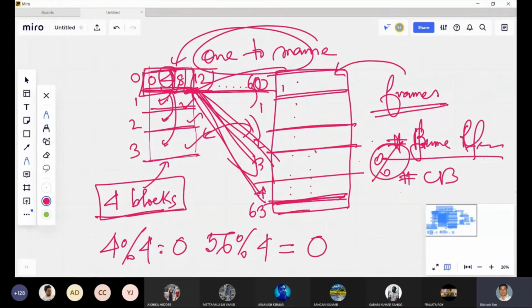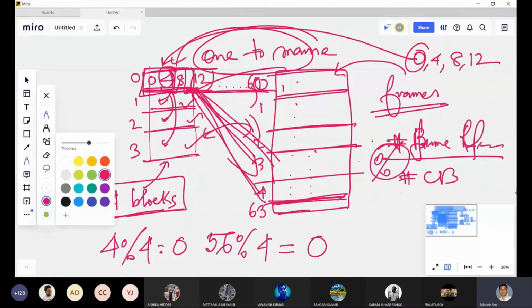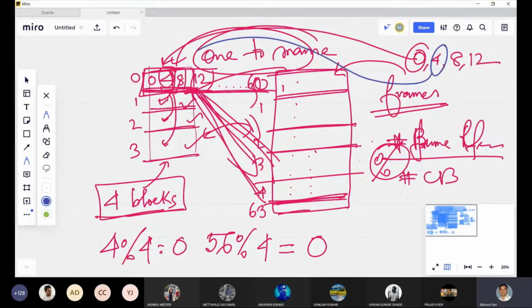And 4 never will go to this location, even if these are empty. Suppose you are referring to pages 0, 4, 8, 12. First 0, it will come to the first location. Am I correct? Now your access is 4, again it will come here, 0 will be replaced, 4 will stay there. Again 8 will come here, 4 will be replaced. Even though you found the space is there.